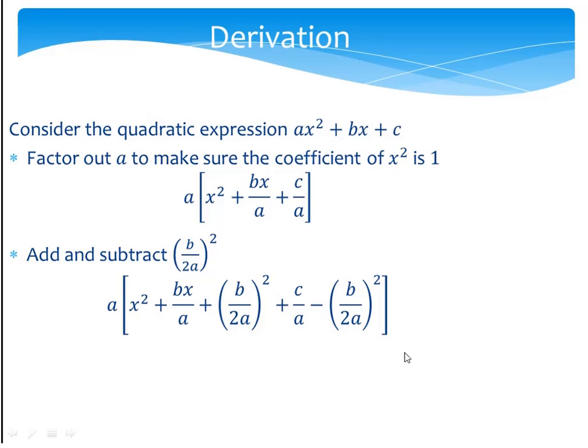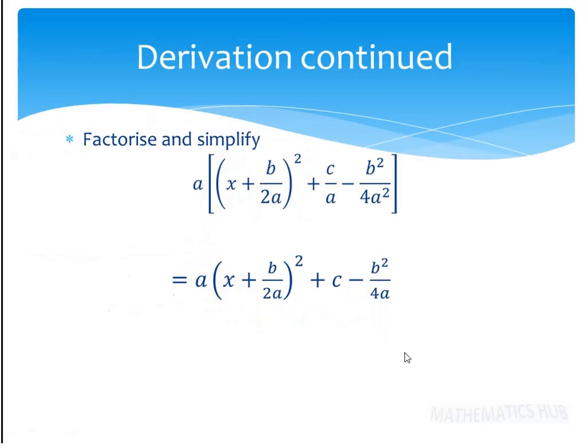The next step is for us to factorize and to simplify. So if we factorize x squared plus bx over a plus (b over 2a) squared, then we get to this step where we have (x plus b over 2a) squared. And then outside the bracket, we have c over a minus b squared over 4a squared.